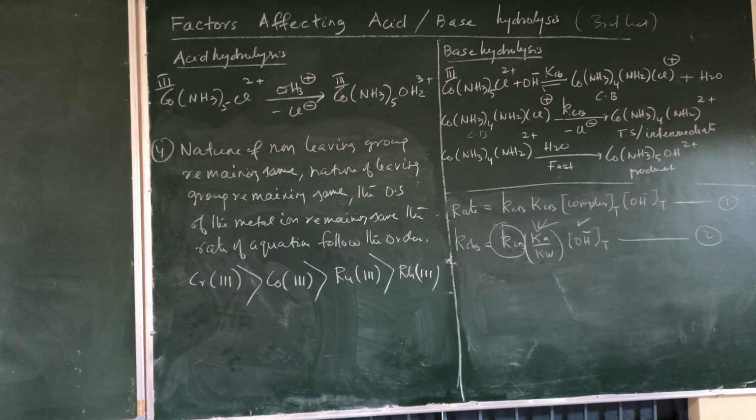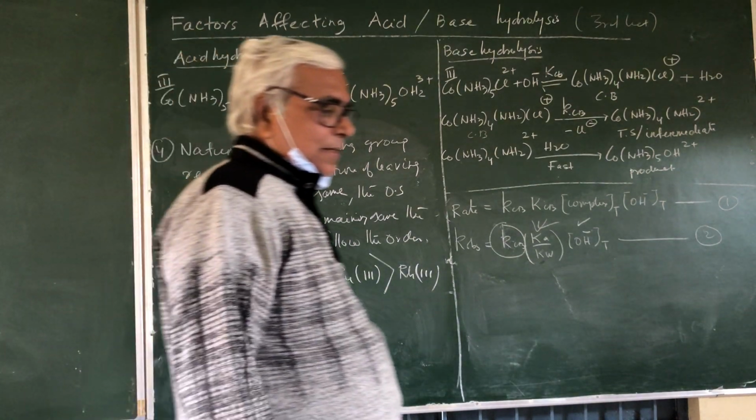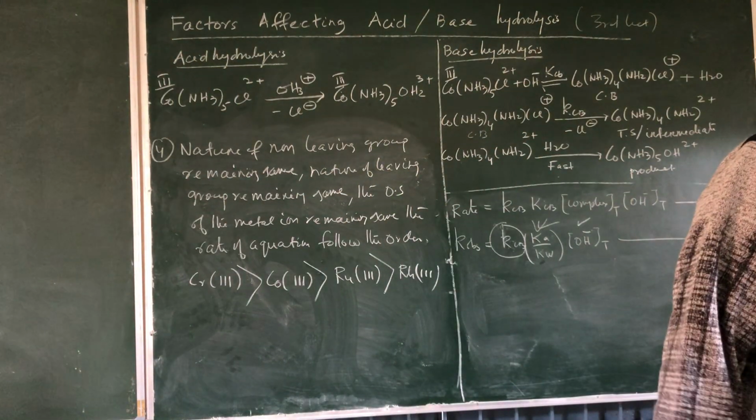Nature of leaving group remaining same. The oxidation state of the metal ion remaining same. The rate of aquation follows the order: chromium 3 will aquate at a faster rate than cobalt 3. Cobalt 3 will aquate at a faster rate than ruthenium 3. Ruthenium 3 will aquate at a faster rate than rhodium 3. Why is this happening?